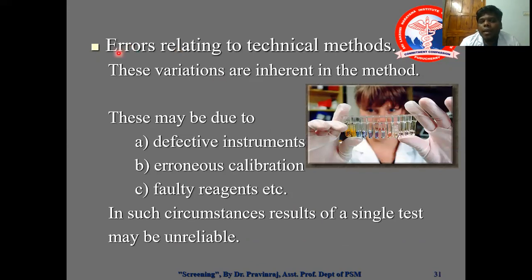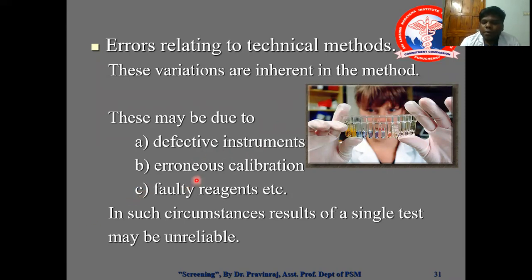Then the third thing is errors relating to the technical methods. These variations are inherent in the method. For example, your sphygmomanometer is defective or it is showing an error that you have not checked. So however many times you do it, the reading will always come out wrong. It is not because of the patient or doctor, it is because of the instrument.